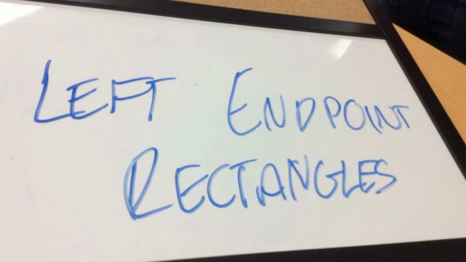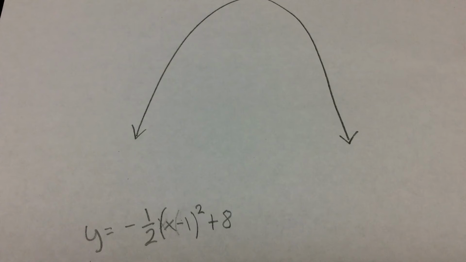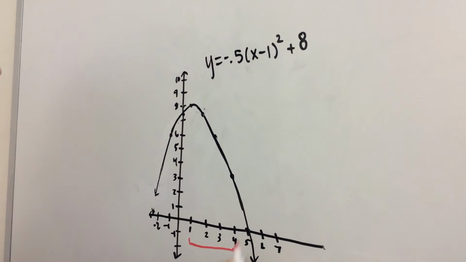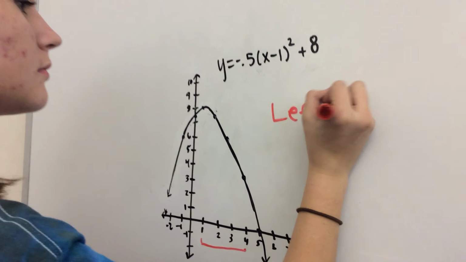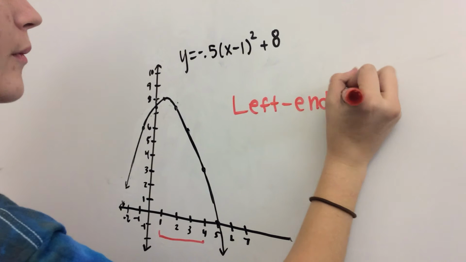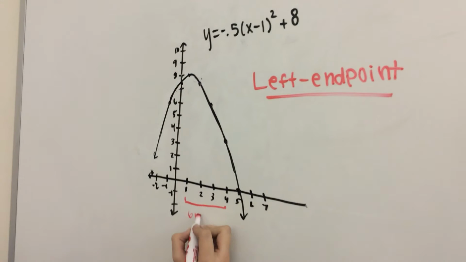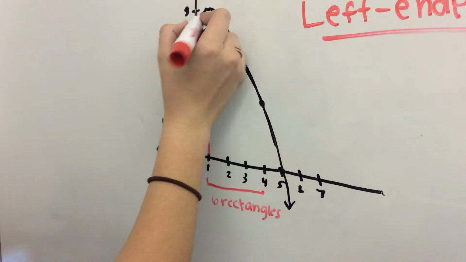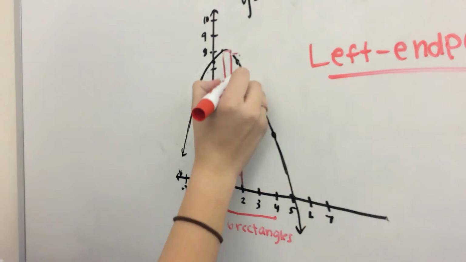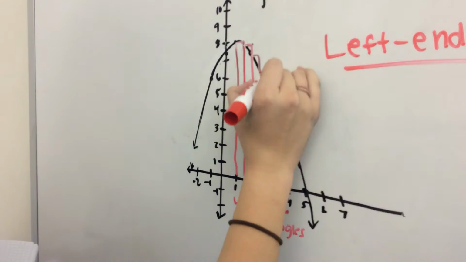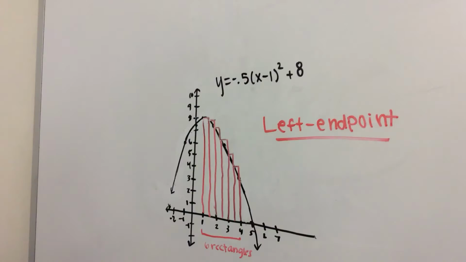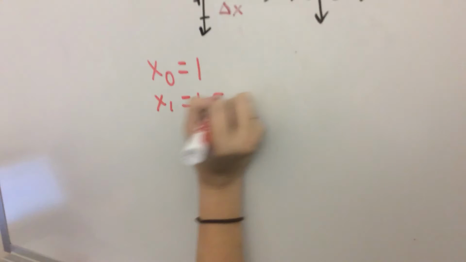Let's say that you have a downward-facing parabola y equals negative 0.5 times (x minus 1) squared plus 8, and you want to estimate the area underneath the curve between x equals 1 and x equals 4 in 6 rectangles. To get an overestimate of the area, you use left endpoint rectangles. Starting with the value x equals 1, draw a straight line up until it intersects the curve at y equals 8. Then, to make the rectangle, draw a horizontal line until you get to 1.5.